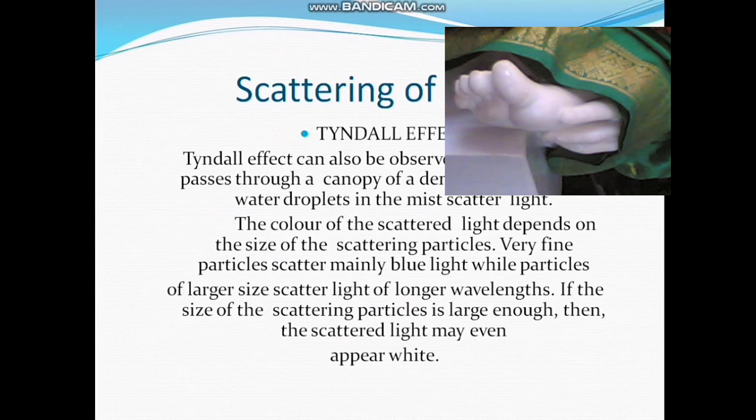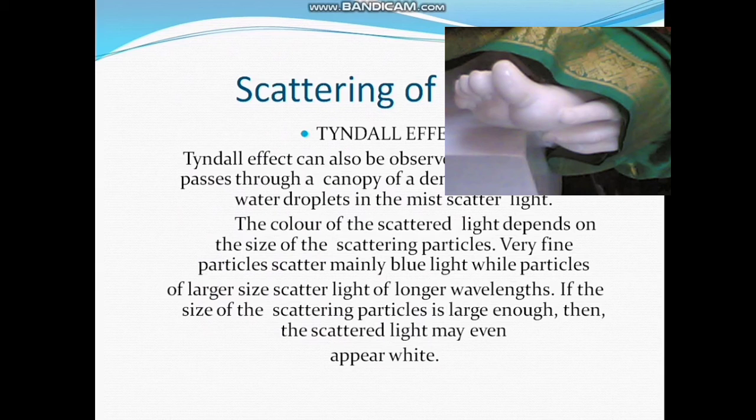Next, we'll move on to the scattering of light. Due to scattering of light, we can observe the blue color of the sky, the color of the water in the deep sea, and the reddening of the sun during sunrise and sunset. All these are wonderful phenomena. We are familiar with the scattering of light, and we also know about the Tyndall effect.